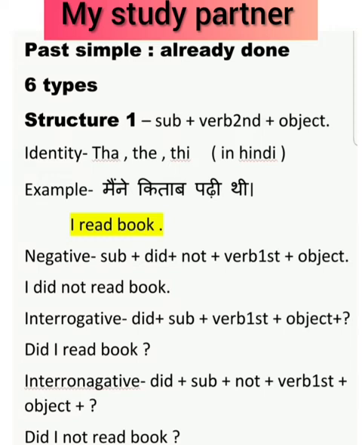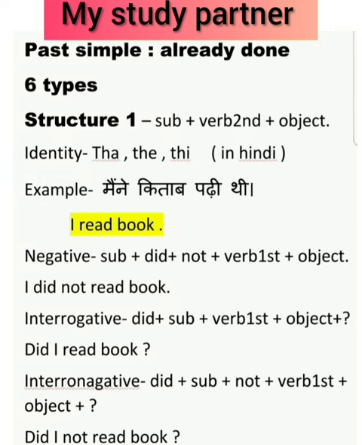I hope you are getting what I'm trying to say. Now we are going to jump on interrogative. Interrogative sentence, as I told you earlier, is all about the question mark. As we learned earlier, the helping verb will be in the first place. So as we can see here, did is in the first place.